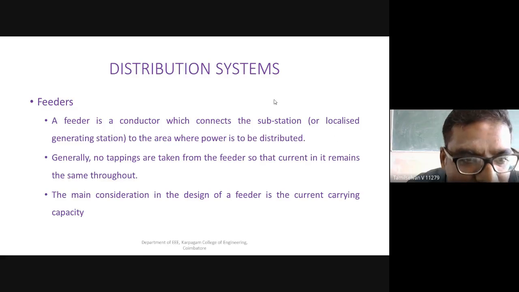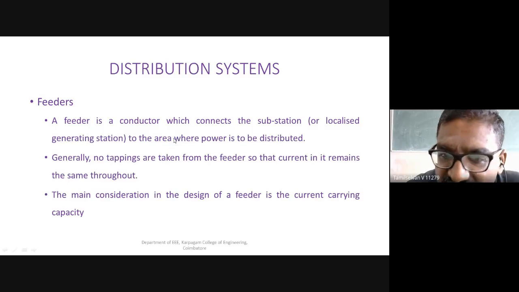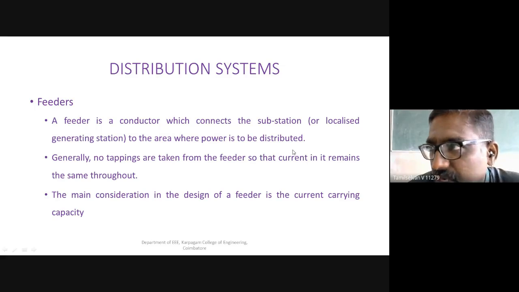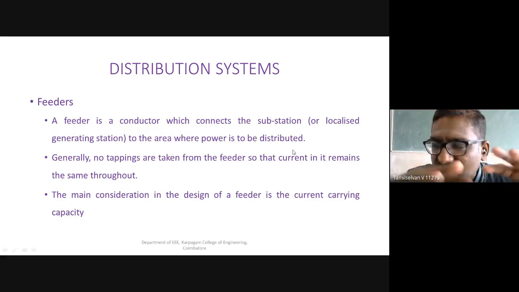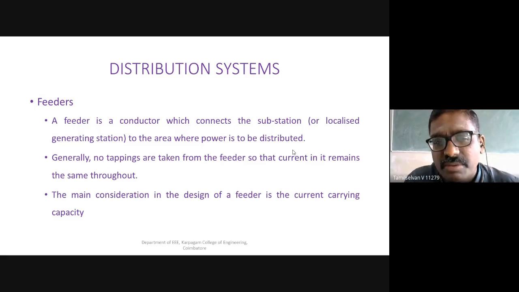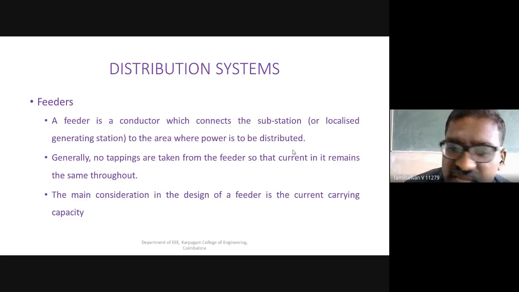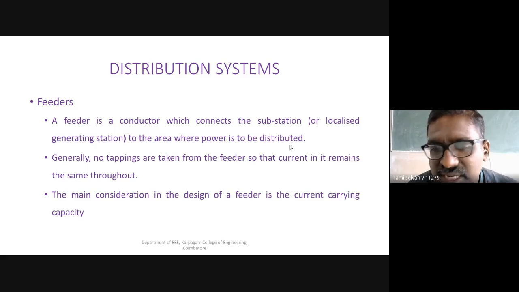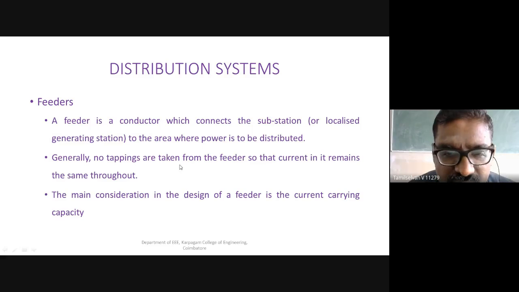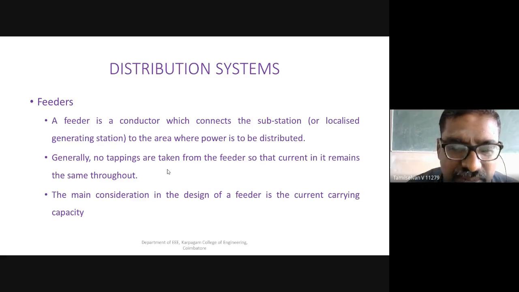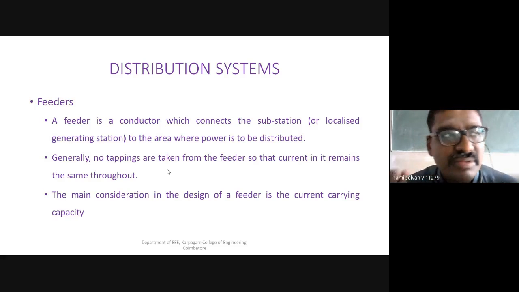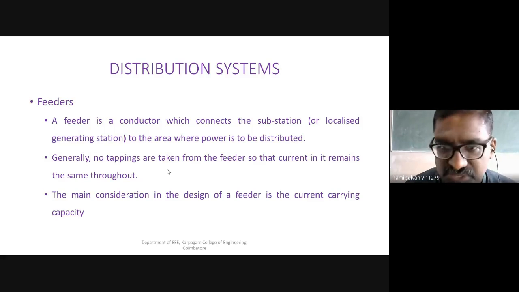So remember, that is going to be called a substation feeder. A feeder is a conductor which connects the substation to the area where the power is distributed. It means the area surrounding Kanatagaro will be supplied from the substation of Kanatagaro. Generally there won't be any tapping from your feeder, so the current will remain constant throughout the feeder. The current carrying capacity is the main consideration when you are designing your feeders.